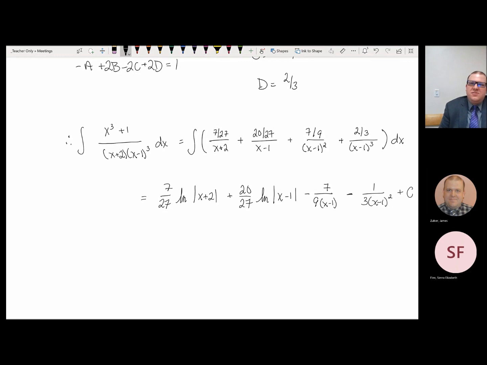How come it's not two over? What's the antiderivative of 1 over x cubed? It's negative 1 over 2x squared. Right, power rule. Add 1 to the power and you divide by the new power, right? 2/3 times a half is 1/3. So that's what happened to the 2/3.